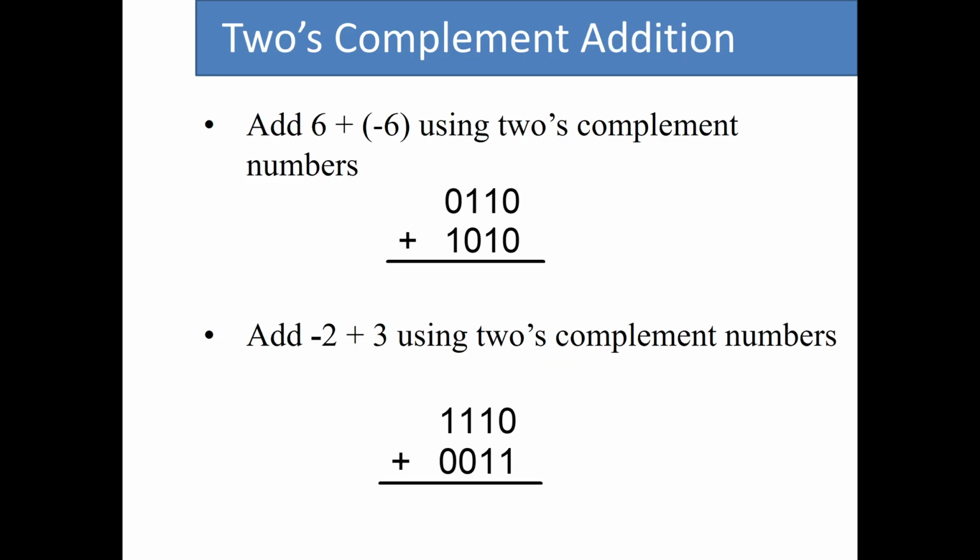So now let's see how addition works, because one of the problems with sign magnitude numbers was that the addition didn't work properly. So let's see how it works using 2's complement numbers. This is the 2's complement representation of positive 6, and this one is the 2's complement representation of negative 6. So now we want to add these two together.